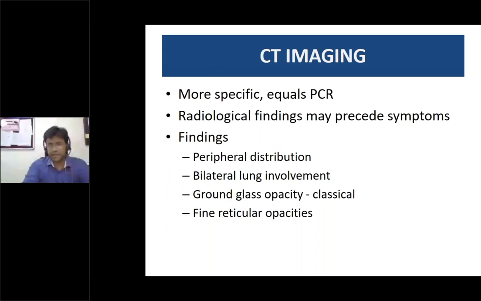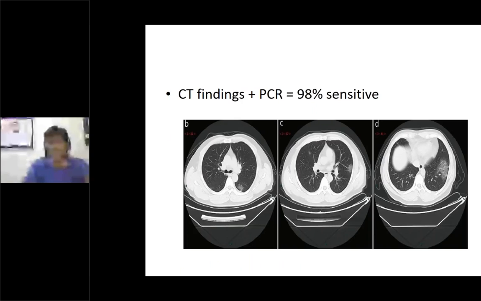Coming to CT imaging, this is a more specific modality and is often equal to a PCR. The radiological findings may precede your symptoms. The classical findings include peripheral distribution, bilateral lung involvement, ground glass opacities, which are classical of COVID-19, along with the fine reticular opacities. In fact, your CT findings along with your PCR increase the sensitivity for COVID to almost 90%.